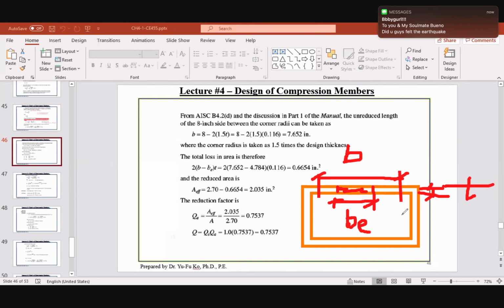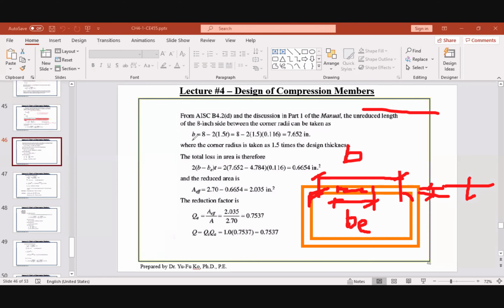Yes. The section you had drawn earlier was round. Yeah, I just simplified. You need to know this is the radius. You want to know this, the total loss in area, the right one under it.